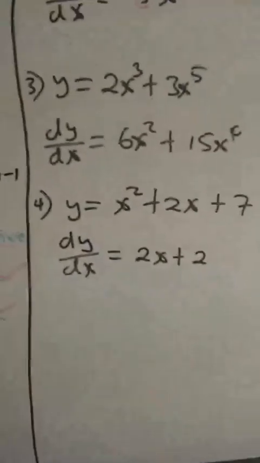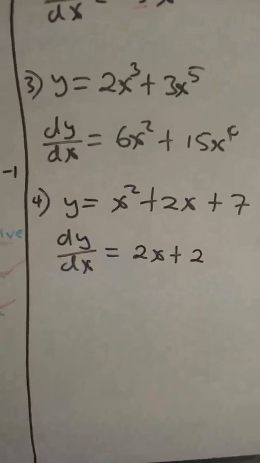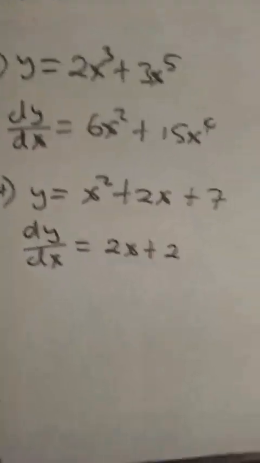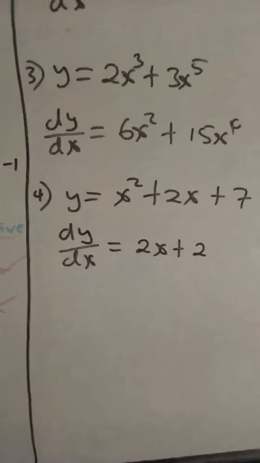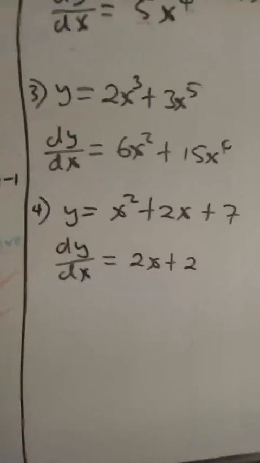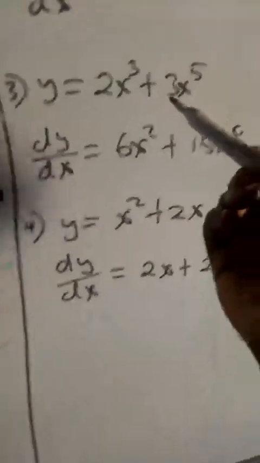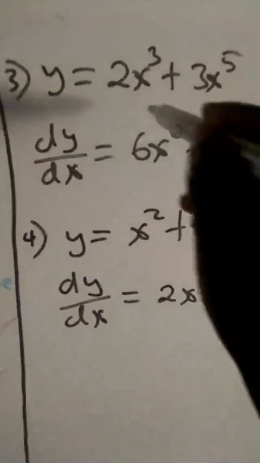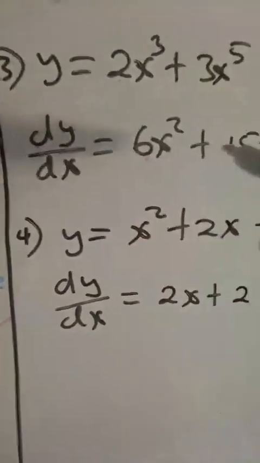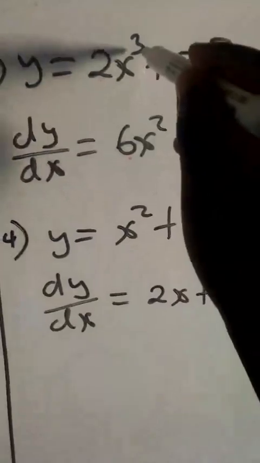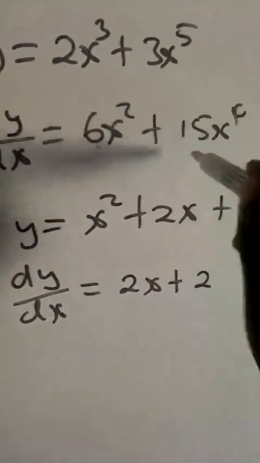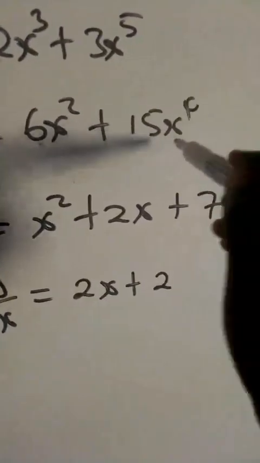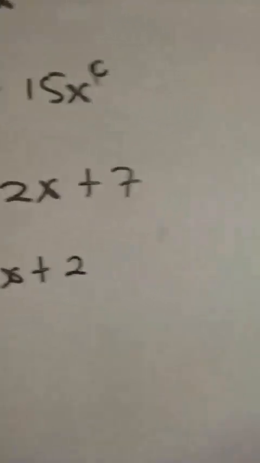Then number 3, y is equal to 2x cubed plus 3x to the power 5. Right. This is a sum. You differentiate each and every term on its own. We are differentiating 2x to the power 3, which means we are dropping 3, and it becomes 3 times 2, which is 6, and then you subtract 1 from 3, which becomes 2. Then for this one, you are dropping 5, and it becomes 3 times 5, which is 15. Then x to the power 5 minus 1, which is 4.